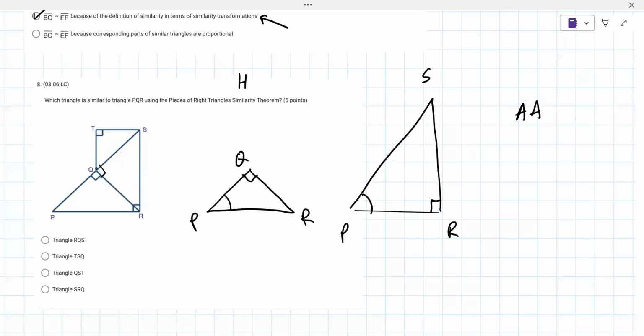So there is the hypotenuse leg, but we don't have that here. PSQ, they have a right angle, but nothing else shared. Although I guess you can say that this angle is congruent to this angle up here by alternate interior angles. Yeah, I guess that would work.